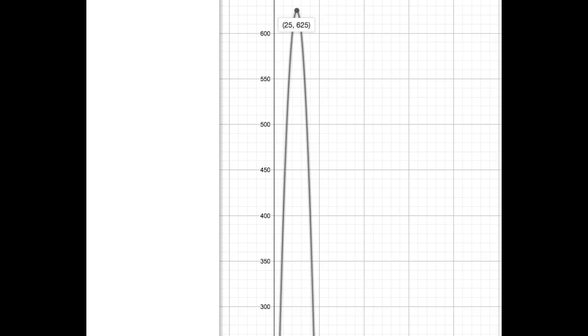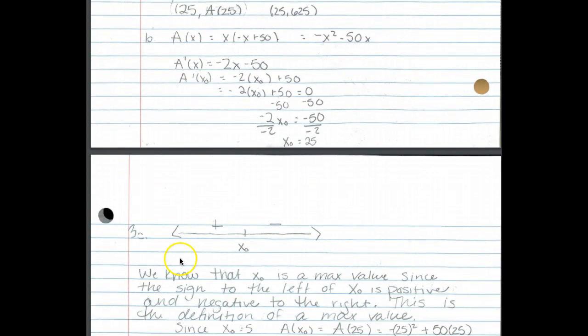In part B, it says to compute A prime of x. So the first thing I need to do to compute A prime of x is I actually need to take my formula that I had previously and distribute my x. So this is what I had previously. I had x parentheses negative x plus 50. And if I distribute that, I get a negative x squared plus 50x. There should be a plus sign here. So to find the derivative, I'm going to use the power rule. So I would have negative 2x plus 50.